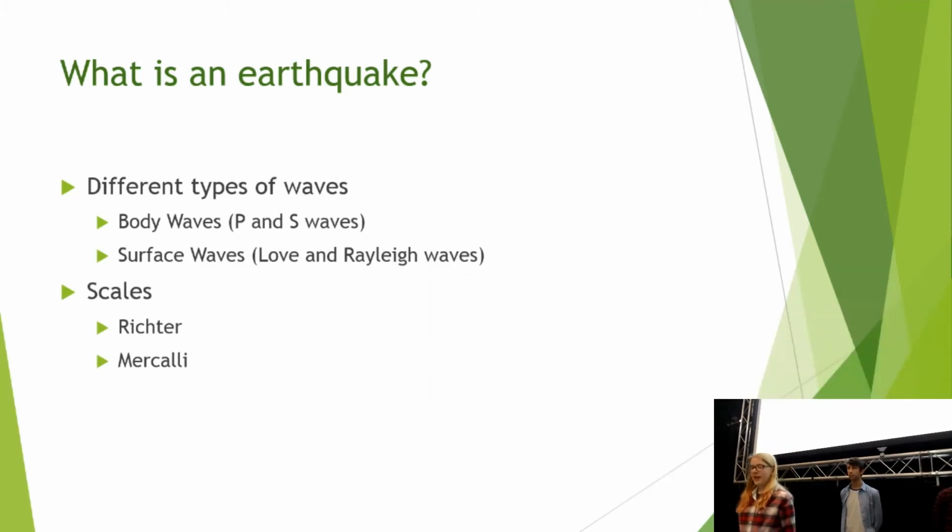There are two types of scales used to measure earthquakes. The first and more well-known one is the Richter scale, which measures the intensity of an earthquake at the epicenter as it happens. It's measured logarithmically between 1.0 and 10.0, so this means that an earthquake measuring 8 is 10,000 times more damaging than an earthquake measuring 4.